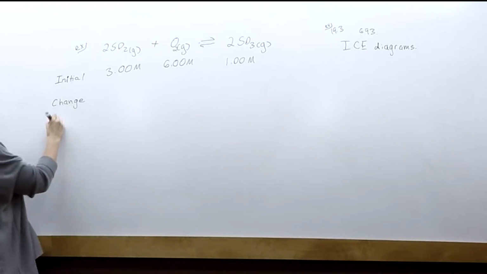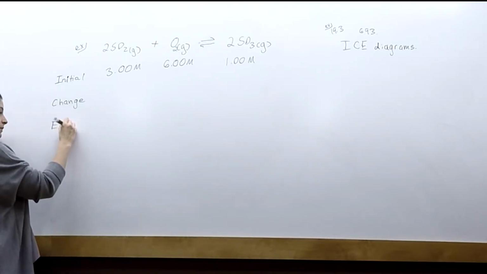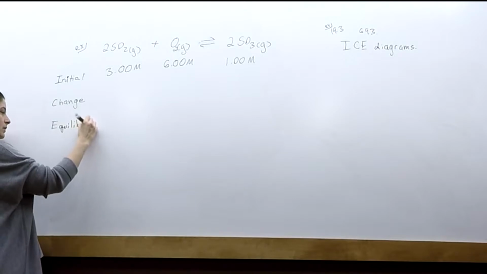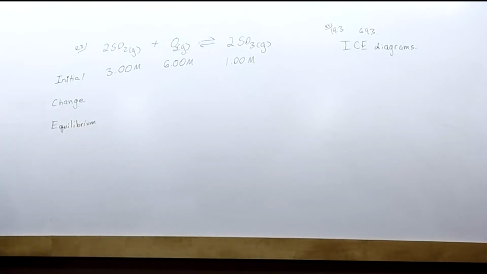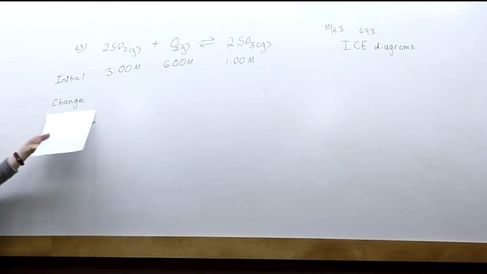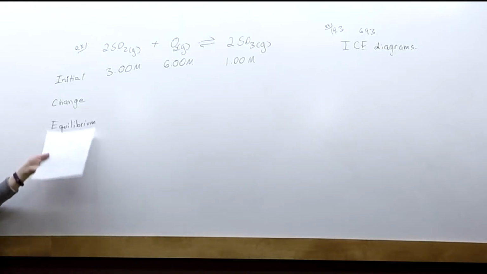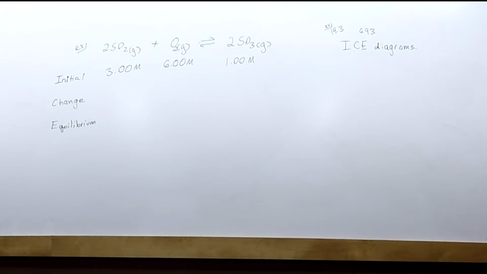The last part of the ICE diagram is equilibrium. So I stands for initial, C stands for change, and E stands for the equilibrium. And these are all concentrations. So what is your concentration change? And what is your equilibrium concentrations? Because if we want to use this equation here to find an equilibrium constant, we have to know the concentrations at equilibrium. So this is another thing to keep in mind with these concentrations.